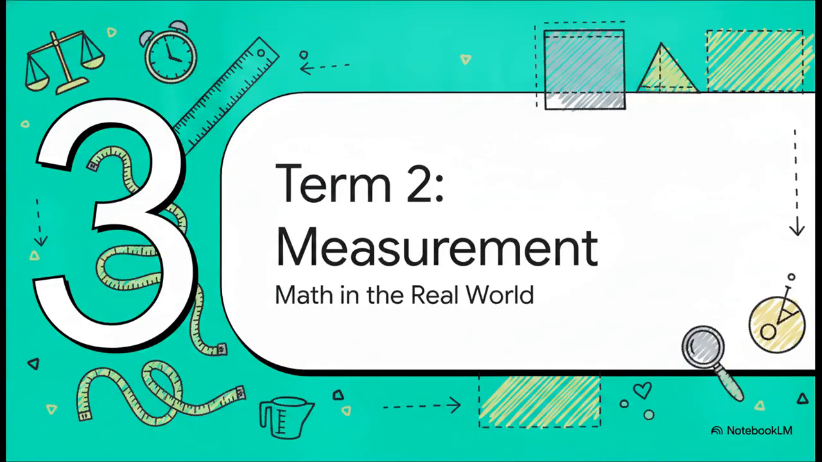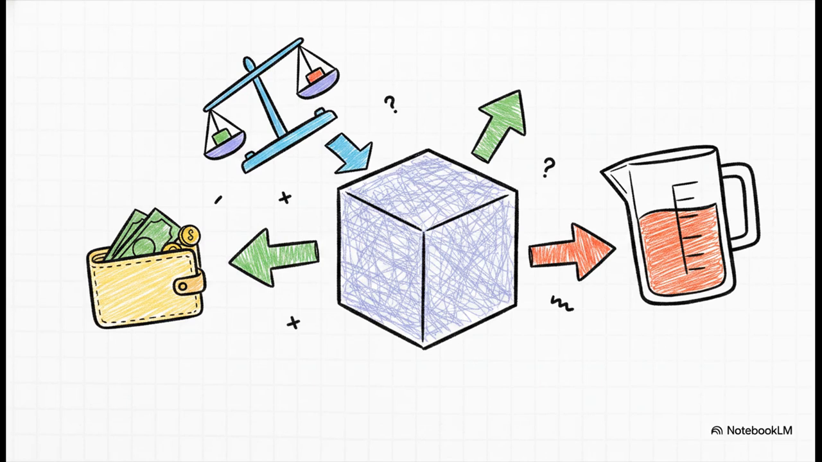Section 3, Term 2, Measurement and Data, Math in the Real World. As we transition into Term 2, the curriculum pivots so beautifully. It takes those abstract ideas from the first few months and shows students how math applies directly to the physical world around them. Suddenly, that abstract 10,000 limit from Term 1 is applied to real things.